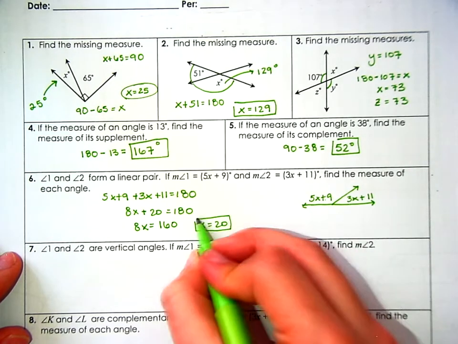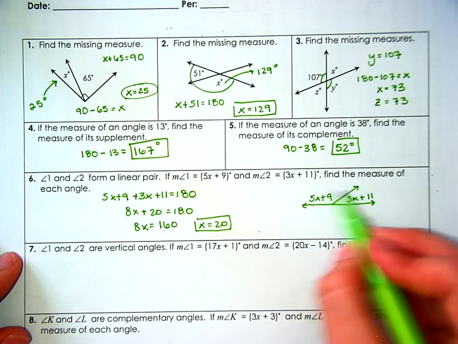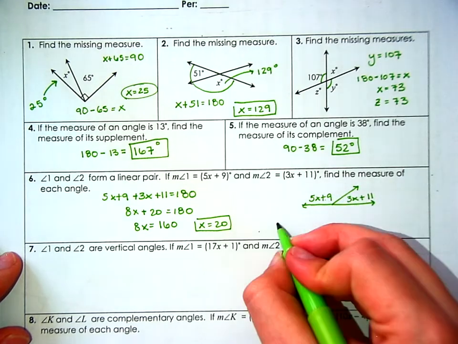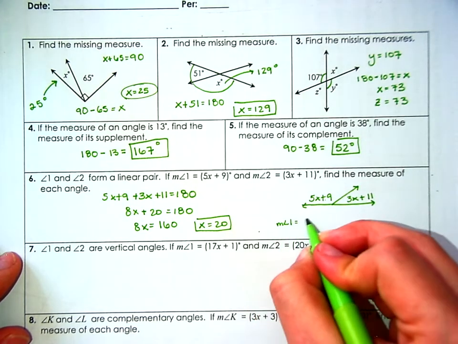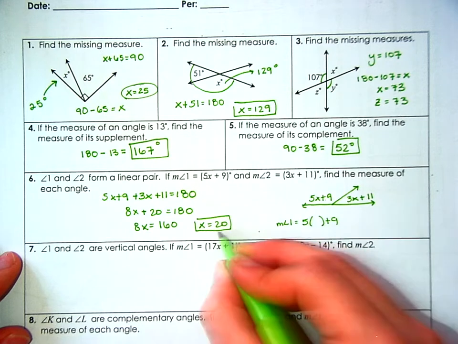Okay, but I'm not done yet because it asks for the measure of each angle. So angle 1 is 5x plus 9. So measure of angle 1 is 5x plus 9. Notice I left a blank because I know what x is. x is 20.